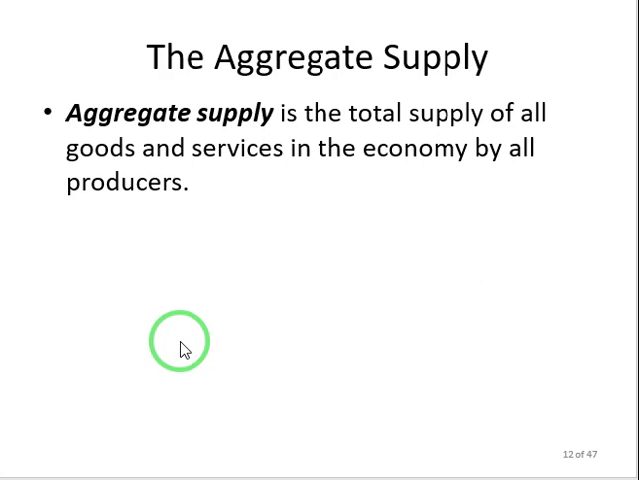It means that in a country or in an economy, all goods and services which are produced by all producers at different price levels is called aggregate supply or the total supply.